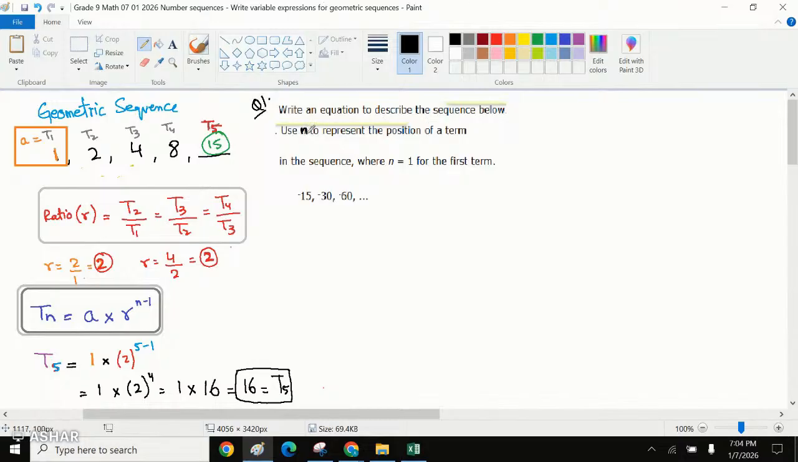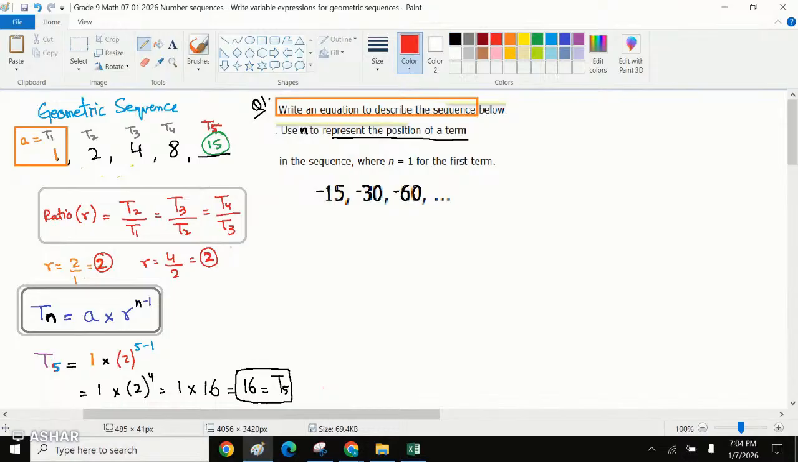Use n to represent the position of a term, right? That's exactly what we did over here. n was representing the position, where n is equal to 1 for the first term. So the three terms that are given to us are minus 15, minus 30, minus 60, and so on. We need to give an equation or an expression in terms of n that describes the sequence.